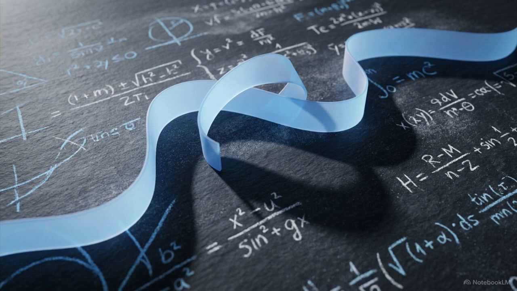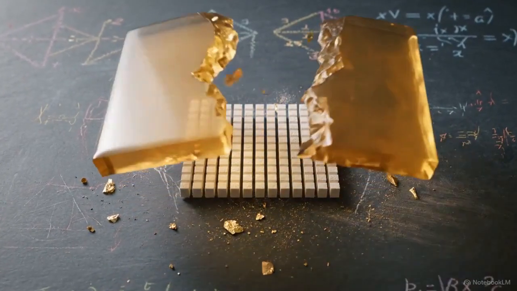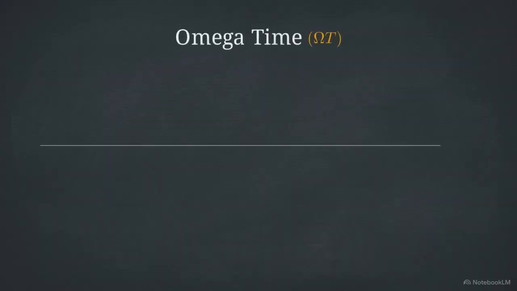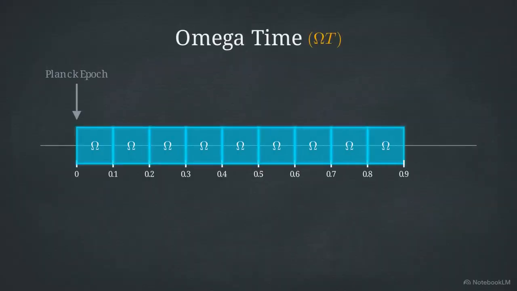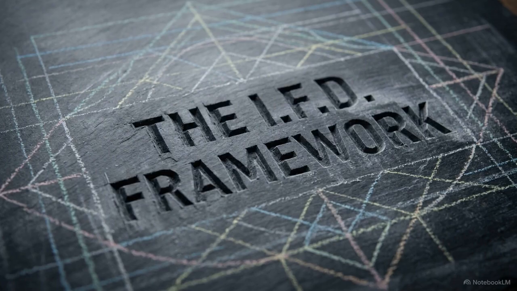For over a century, physics has treated time as a smooth, continuous river. But if we look at the universe at the smallest possible scales, that continuous fabric shatters. Reality doesn't flow, it updates, frame by frame, in discrete, quantifiable steps. This discrete architecture forms the basis of the infinite fractal descent framework.